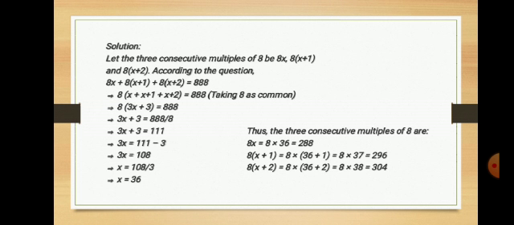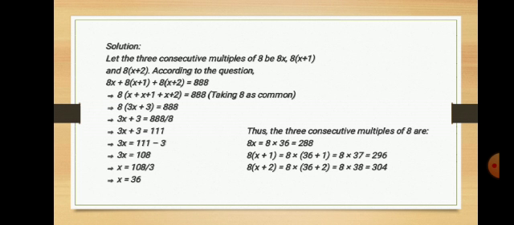First one is 8 into x. So first one is 8 into 36, because here the value of the variable is 36. The first multiple is 288. The second is 8 into x plus 1, so 8 into 36 plus 1, 8 into 37 is equal to 296. And the third one is 8 into x plus 2, so 8 into 36 plus 2, 8 into 38 is equal to 304.